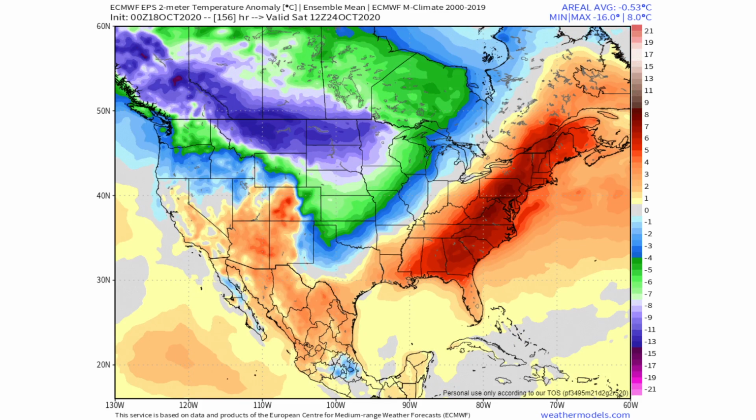Now here would be by the 24th of October. We're looking at that cold air starting to progress a little bit further to the east. It's right about to the Mississippi River, and it's going to start heading eastward a little bit more.